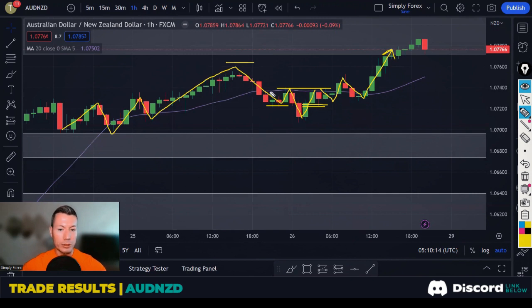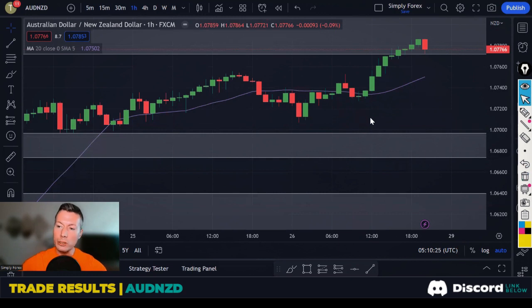But yeah, got this one wrong, guys. Price looked like it was breaking down. I was looking for price to come lower. But instead, it shot back up. So Aussie dollar, New Zealand dollar. This was the only trade that didn't go in the direction we expected. And those were the trades from Friday. Let's take a look at today's trades now.